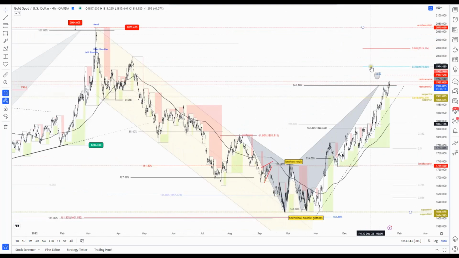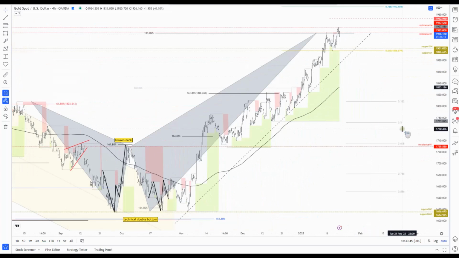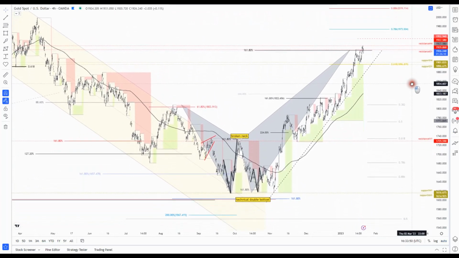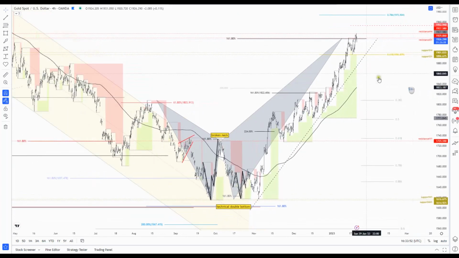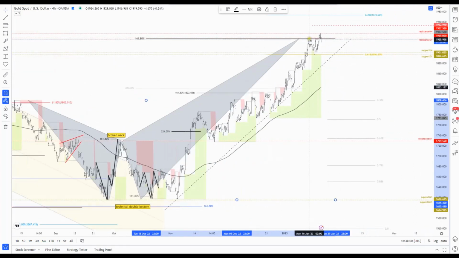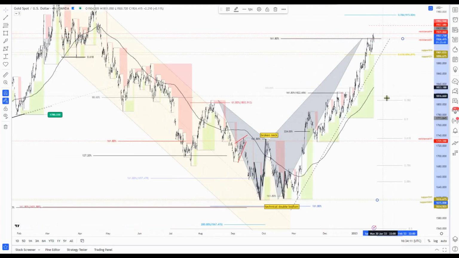Let's move into gold. I shared at the beginning of the week this crab pattern completed on gold at the golden Fibonacci extension level at 1928. We saw one first reaction to the downside after the formation of the pattern, but we have already new higher highs and a new fractal at 1937. So I still believe there is room for the downside after the formation of that pattern.